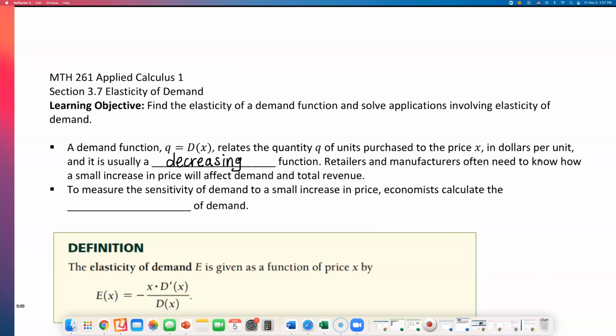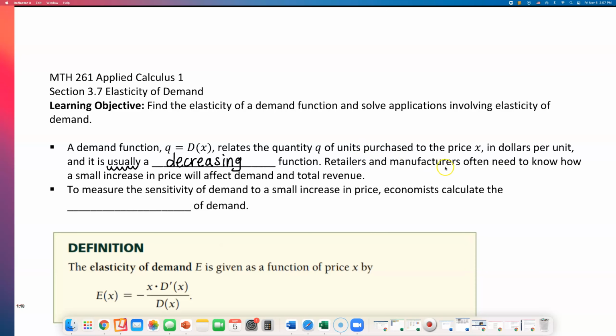Unlike, say, Apple or a name brand, where the more expensive it is, the more people want to buy it. But usually, in general, the demand function is a decreasing function. As the price of something goes up, the quantity of units purchased is going to go down.